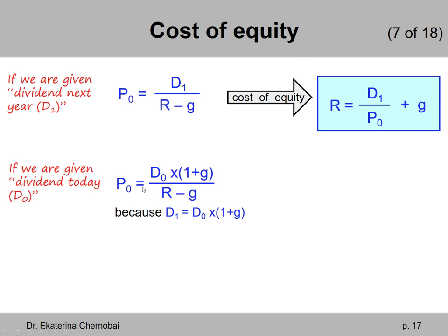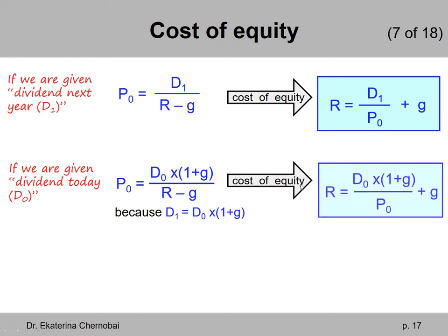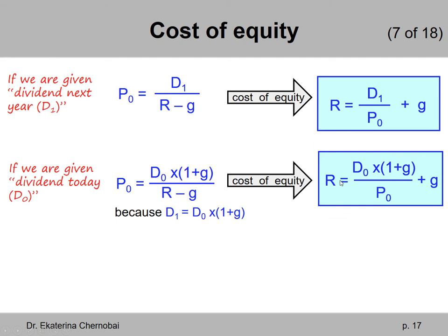If you instead take the second version of the stock price formula using this dividend growth model approach and rearrange it to solve for R, which in this chapter is what we mean by cost of equity from the firm's perspective, then R will equal in the numerator D0 times 1 plus g, in the denominator price today, P0, and then to the whole fraction you add lowercase g, the growth rate in dividends.